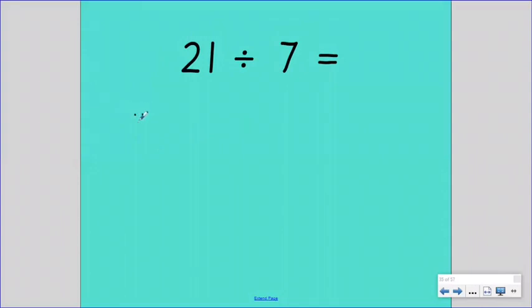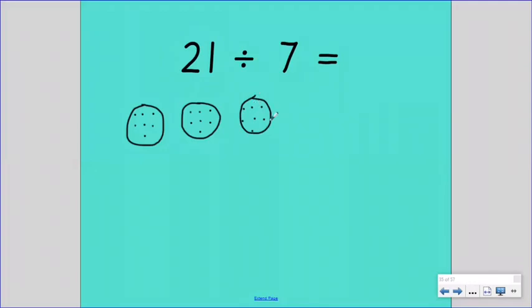1, 2, 3, 4, 5, 6, 7. There's one group. We're on 7, 8, 9, 10, 11, 12, 13, 14, 15, 16, 17, 18, 19, 20, 21. And I'm going to stop because I've reached 21.